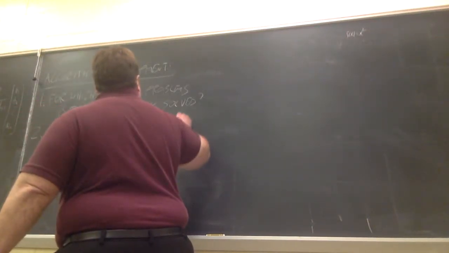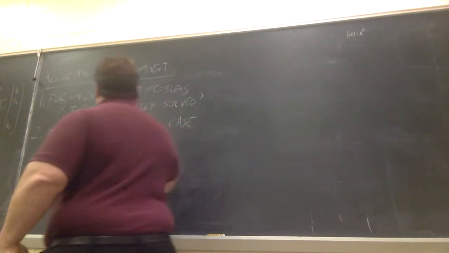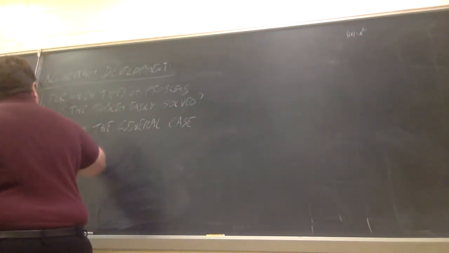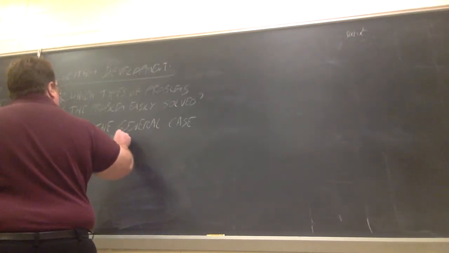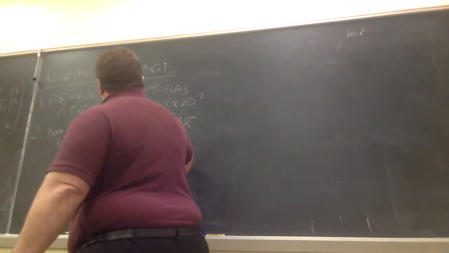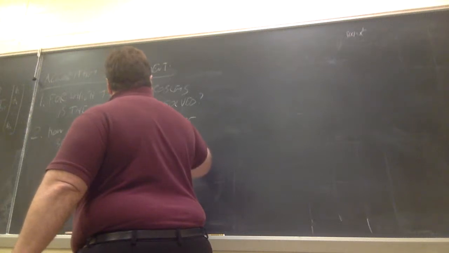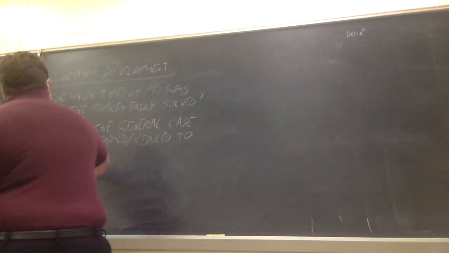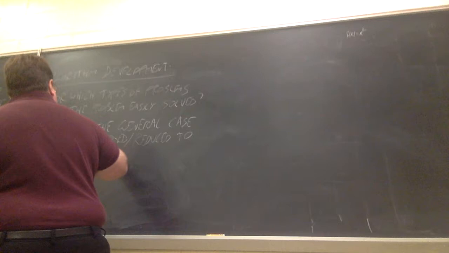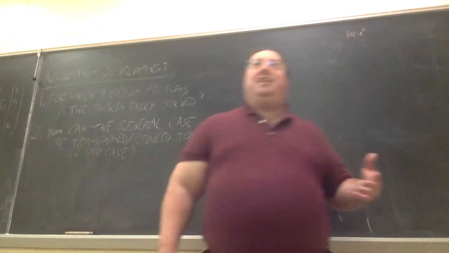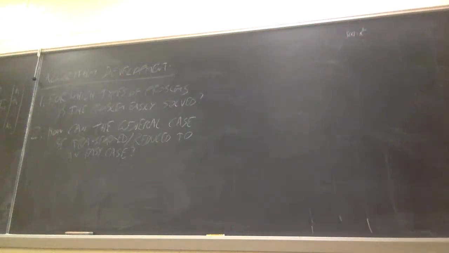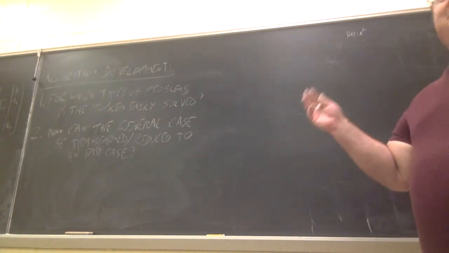So once you solve the easy types of problems, how can the general case be transformed, or maybe a more informative word to use, be reduced to one of these easy cases? So in other words, if you solved a problem for a spherical cow, can you make all cows spherical? And if so, then great.